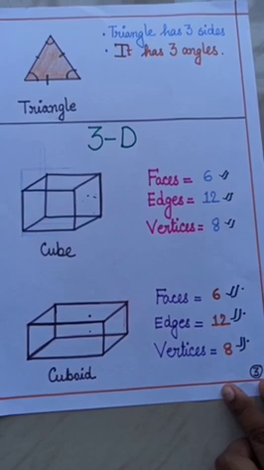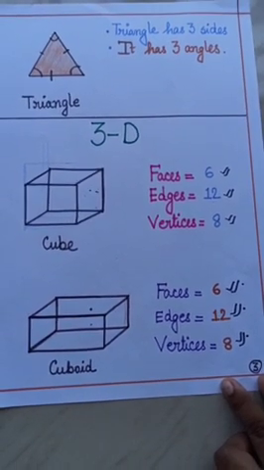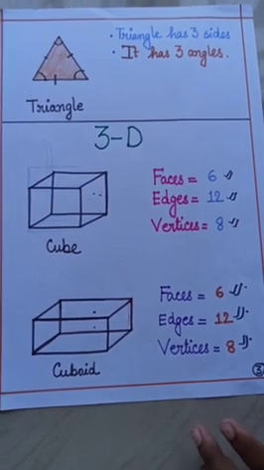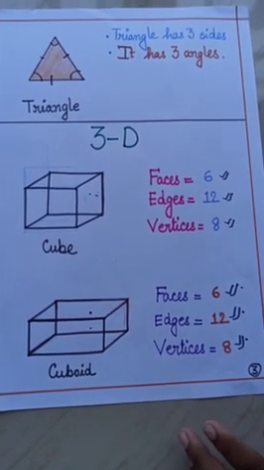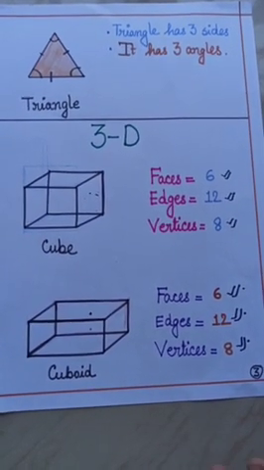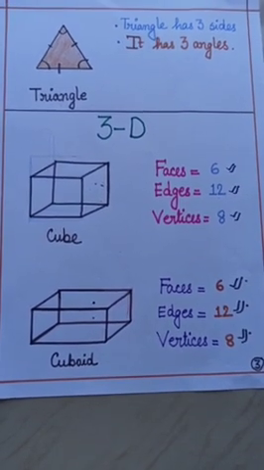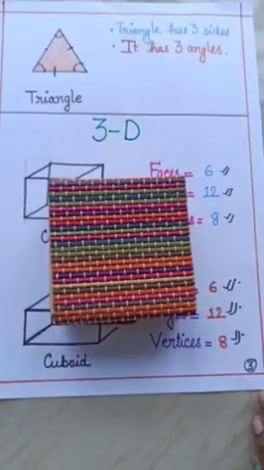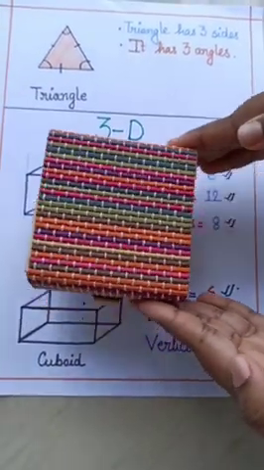Do you know the real life cuboid that you can see? Which are those? Brick. Your house is made of brick. If you see that brick, you can understand a brick is the shape of a cuboid. Now here we will see a cuboid. This one is a cuboid. It looks like this.